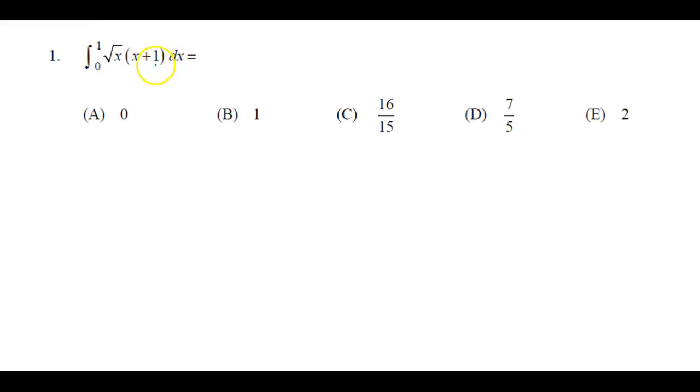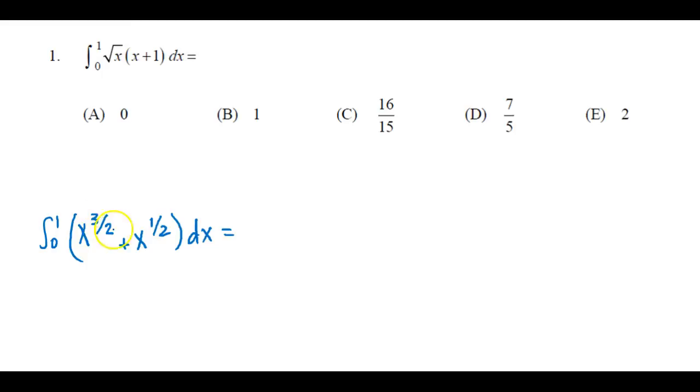So here the first thing I'm going to want to do is, instead of considering this as a product, distribute in the square root function, and write this as x to the 3 over 2 plus x to the 1/2 dx. So I'm distributing in the square root function: this is x to the 1/2 times x to the 1, so I add their exponents, that's where the x to the 3/2 came from, and then plus x to the 1/2.